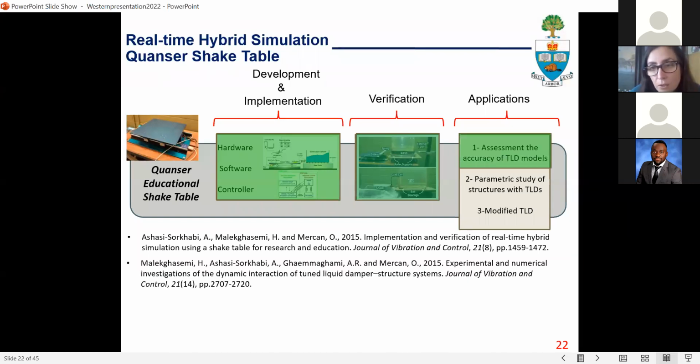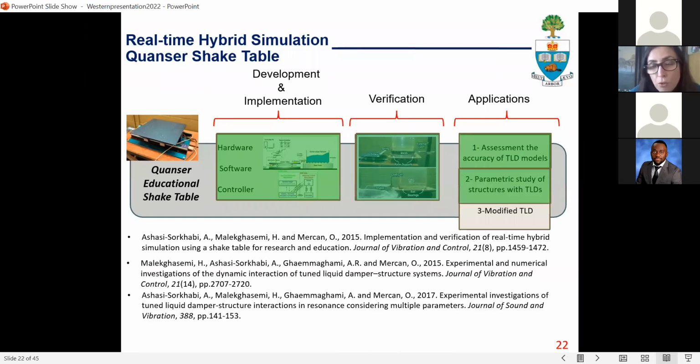And then we assessed the accuracy of different TLD models by running quite a bit of tuned liquid damper tests with this setup. We also were able to perform a large parametric study to understand the important influential parameters for TLD structure interaction. And a similar study would have been quite difficult to do on a shake table, because in this platform, we isolate the tuned liquid damper. We only test the tuned liquid damper, and we put the structure on a computer. So it doesn't cost us anything to change the parameters of the structure itself.